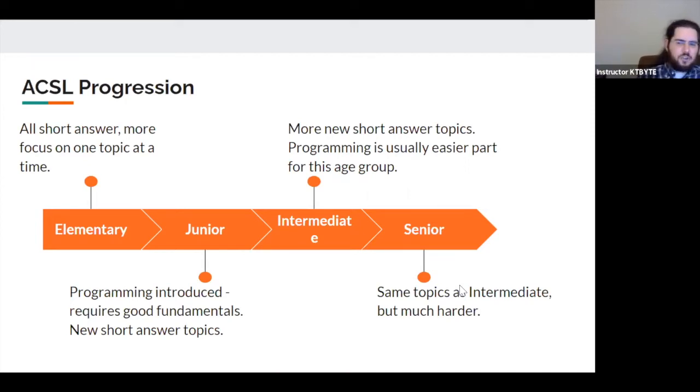Junior division is the first time that you're doing programming problems, so that's probably going to be the biggest challenge for students starting at junior division. There are some additional short answer topics in intermediate division, and whoops, there's a little word wrap problem there, sorry about that. But in intermediate division, the programming starts to probably be not as hard as getting all these specific short answer topics and understanding them. And then senior is just harder topics. There's actually no new topics there, just overall higher difficulty. So there's a new thing to get used to at each division, other than senior, where it's just more practice, more challenge level.